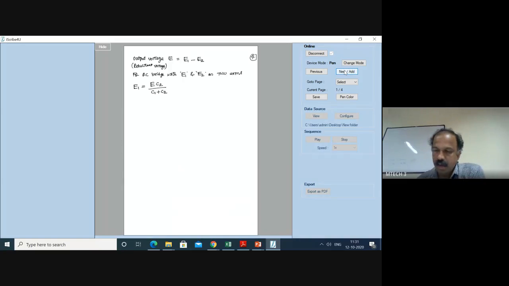Please understand carefully. E1 will be equal to E into C2 divided by C1 plus C2. All of you just do this mathematics. Substitute the values of C1 and C2, and we'll try to understand what E1 is. Tell me, E into what is C2? What is C2?